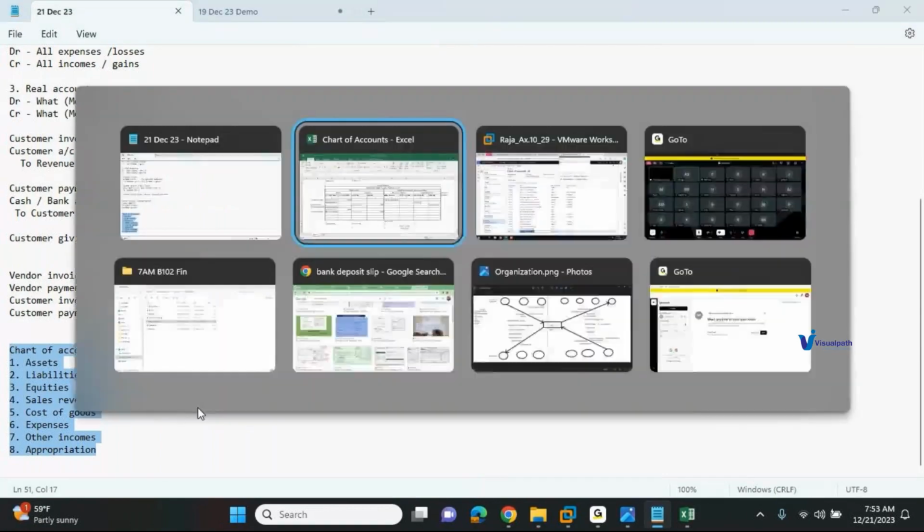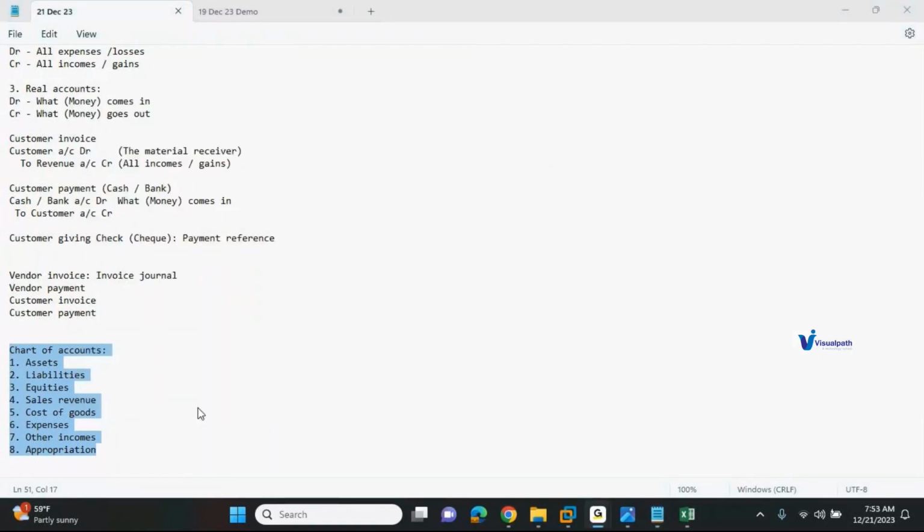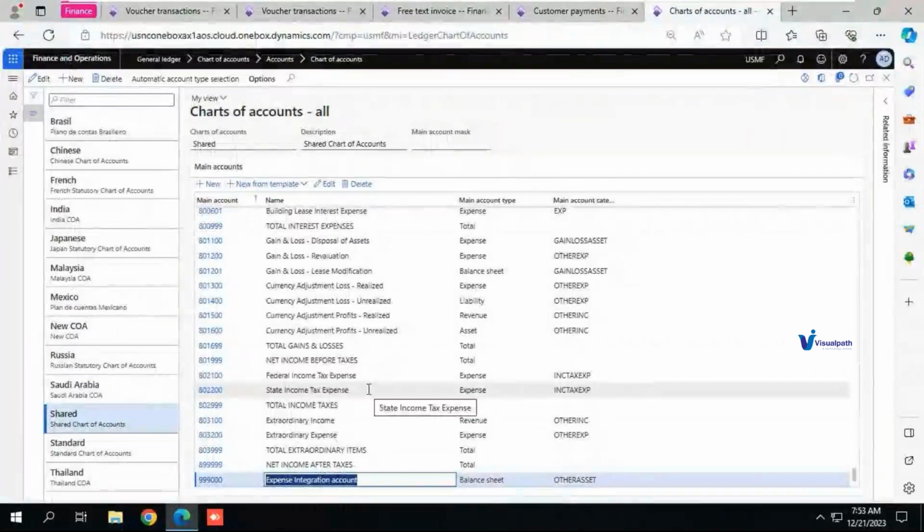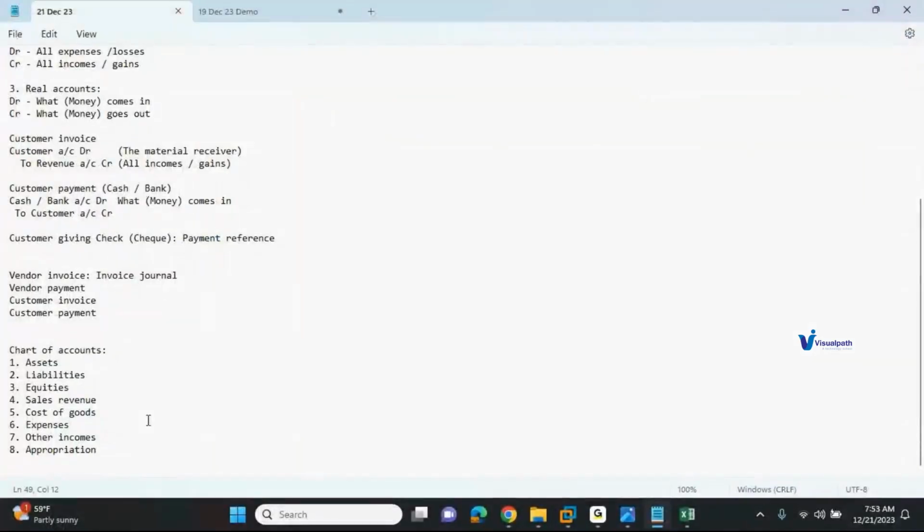Okay, so this is not a rule. This is more about information, like best practice. Microsoft best practice. Microsoft has designed it like this. It is a best practice. Okay, 1 assets, 2 liabilities.